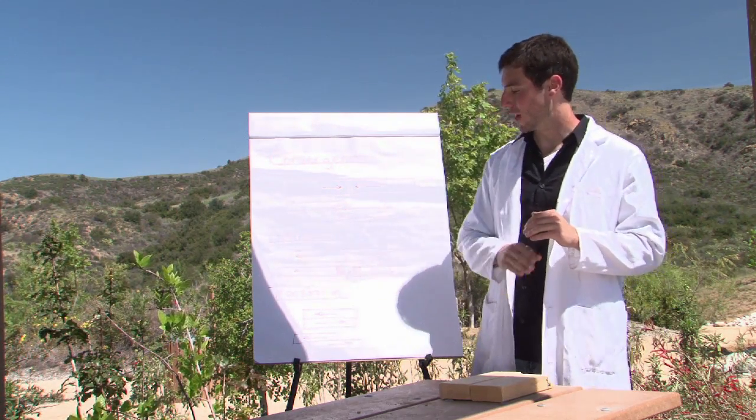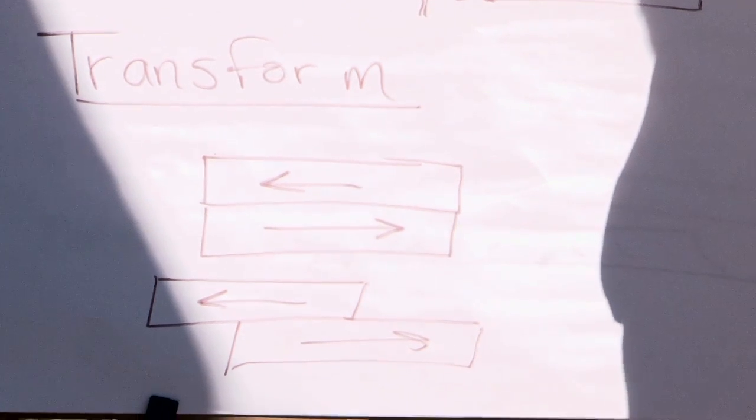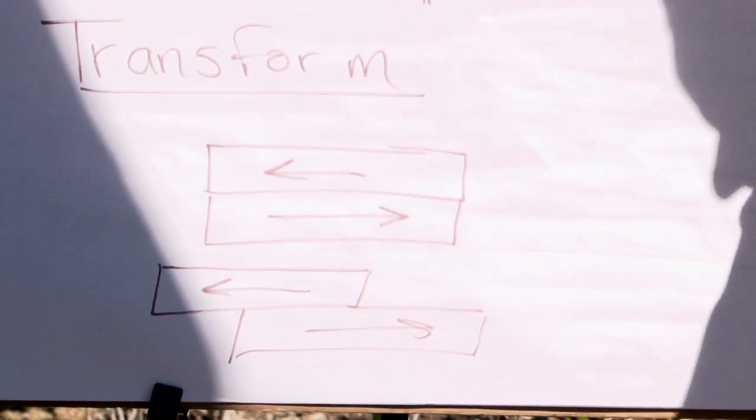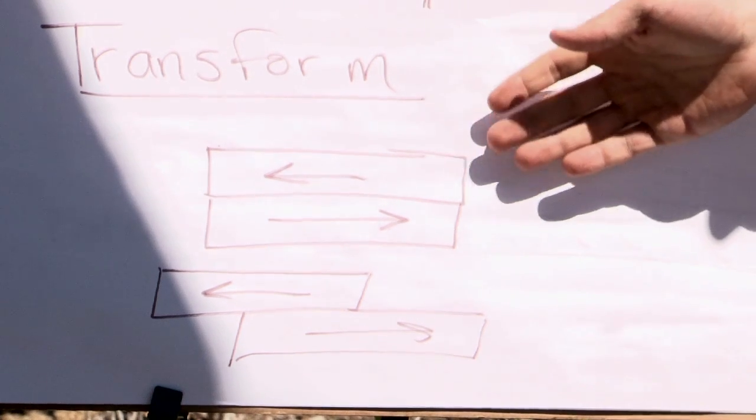The last type of boundary we have is the transform boundary. That's where they slide on either side of each other. And this will create a lot of volcanic activity and mountain building too.